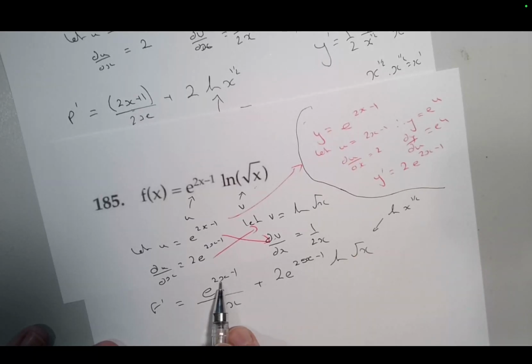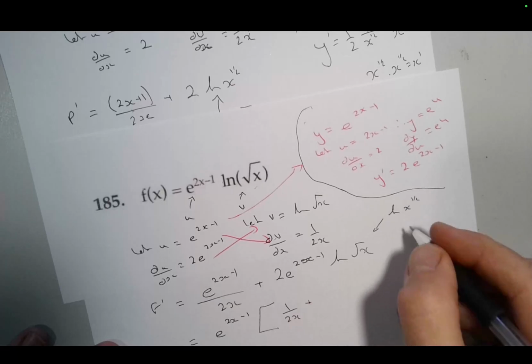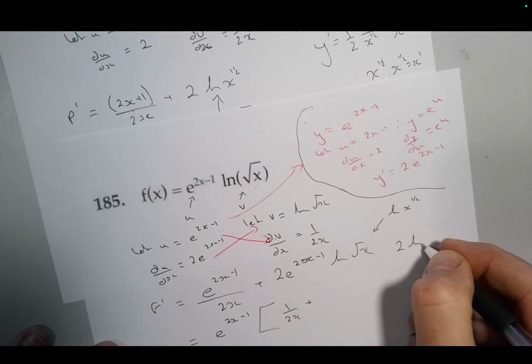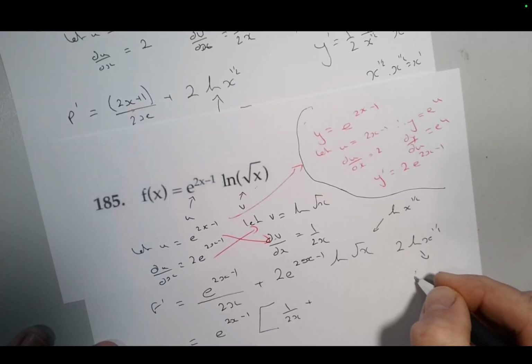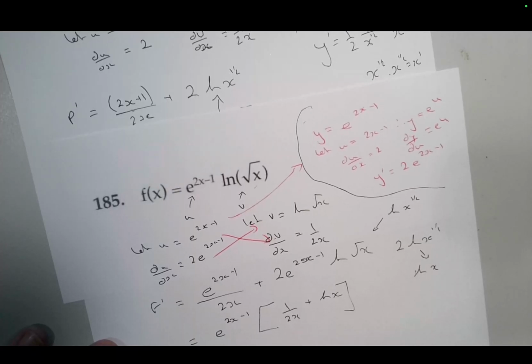Anyway, there is a common factor of this thing here, e to the 2x minus 1. So let's take that out. e to the 2x minus 1. What's left? 1 over 2x plus this thing here. What did we learn from the previous example? 2 natural log x to the power of the half can be like saying natural log x. So plus natural log x. And that could be the answer.